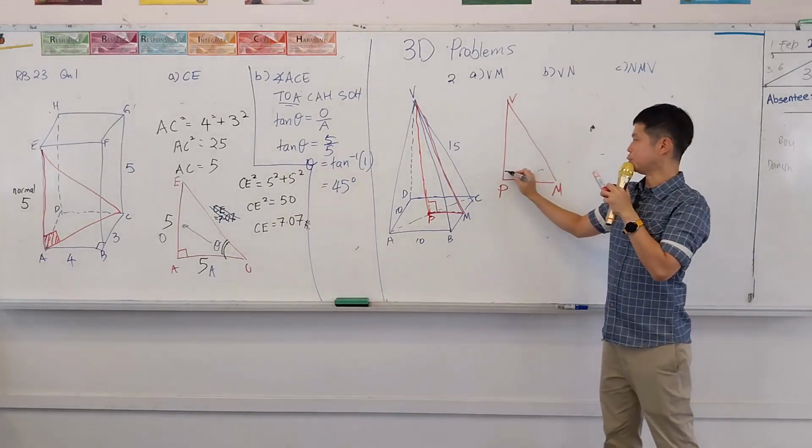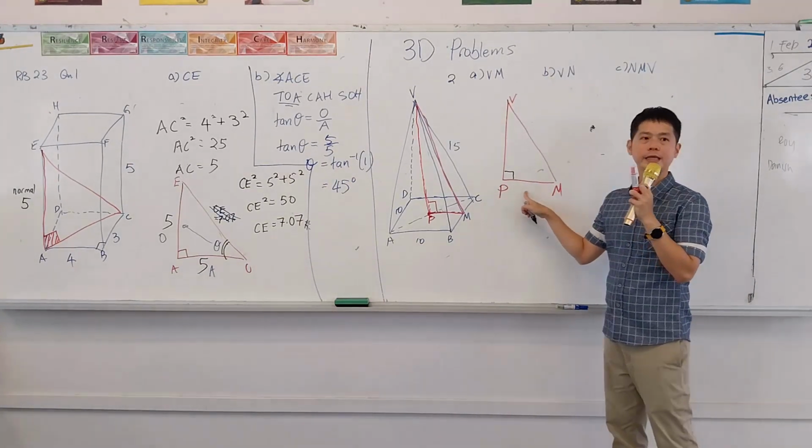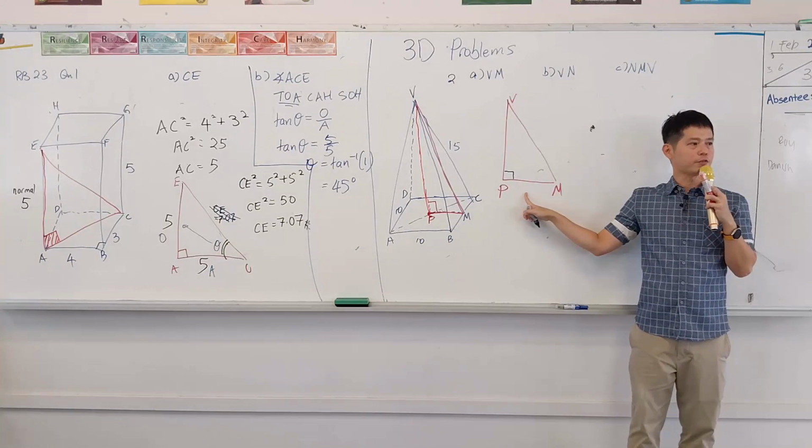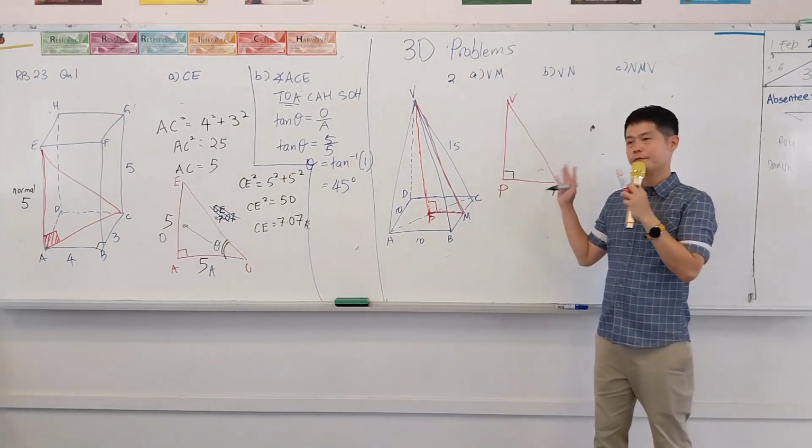VPM is a right angle triangle. What is the length of PM? This one is very easy. What's the length of PM? The length of PM is 5.